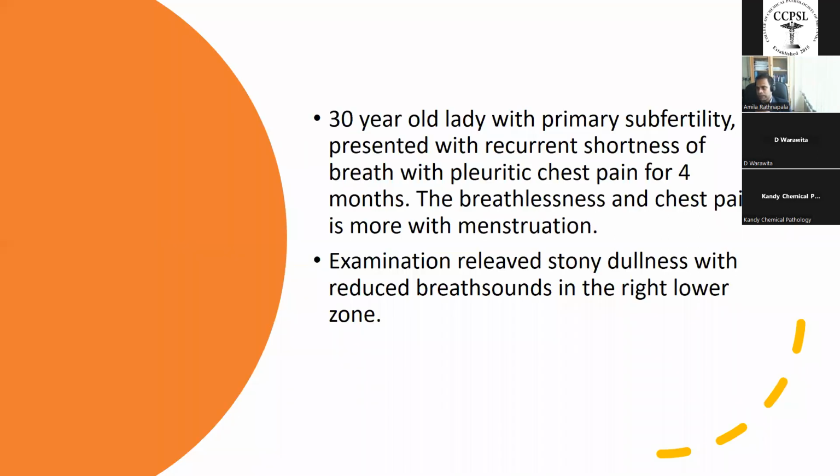Recurrent shortness of breath with pleuritic chest pain for 4 months duration. And he's breathless, and the chest pain is worse with menstruation. The examination revealed stony dullness with reduced breath sounds in the right lower zone. Do you have any other clinical differential diagnosis for this patient?